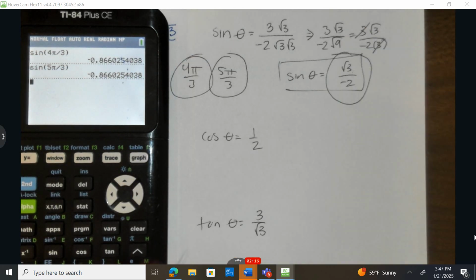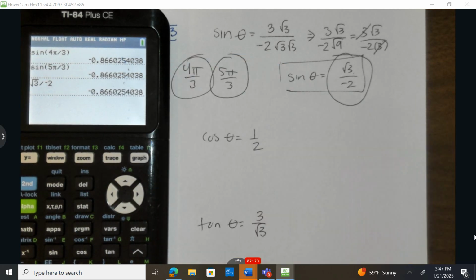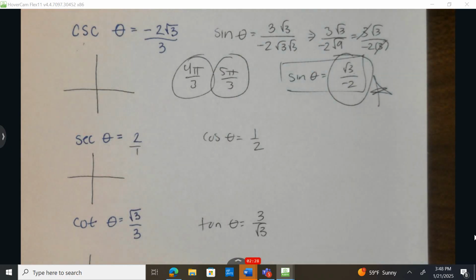Now let's simply plug this in. Square root of 3, you do need to push that in back, divided by negative 2. And we see we get the exact same answer every single time. I feel confident in these two measurements. Let's go on to the next one.